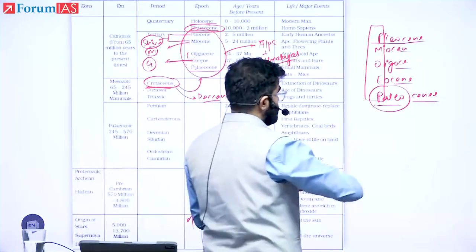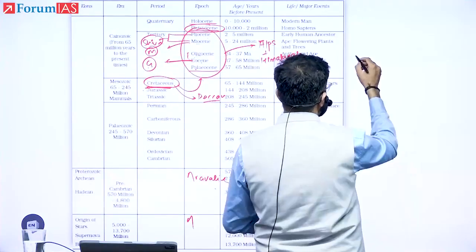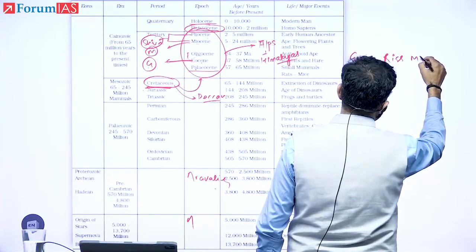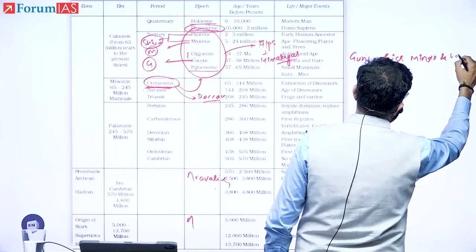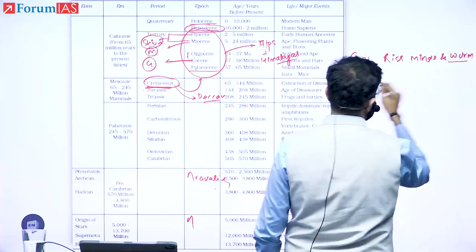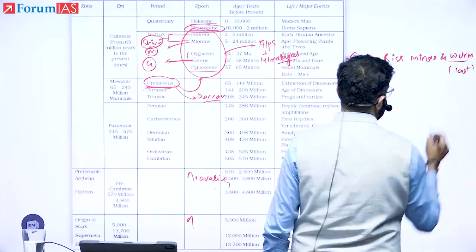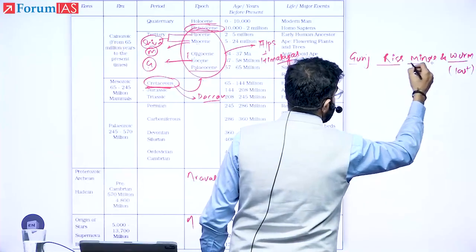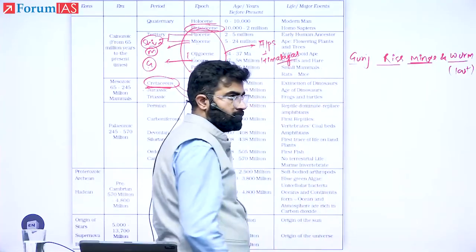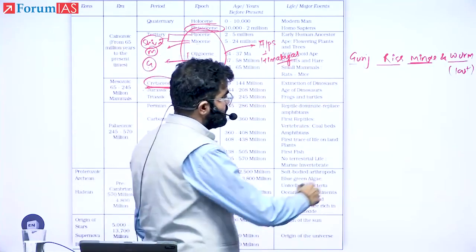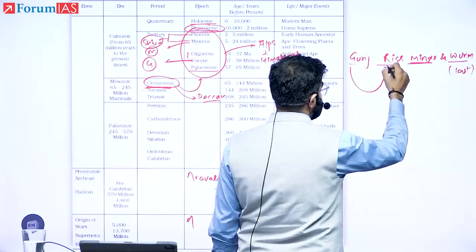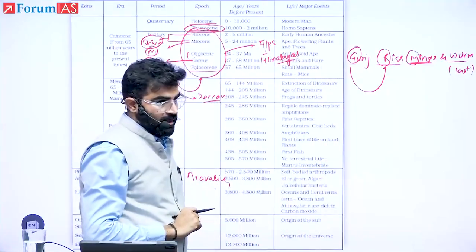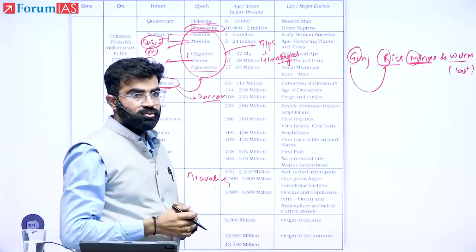Four. If you want to write the four ice ages for the prelims, you should know Gunz, Riss, Mindel, and Wurm. Wurm was the last ice age. Gunz, Riss, Mindel, and Wurm. How can you remember this sequence? You can remember it this way. If you understand Hindi, this is Garam. And this is Wurm. The last ice age was Wurm.